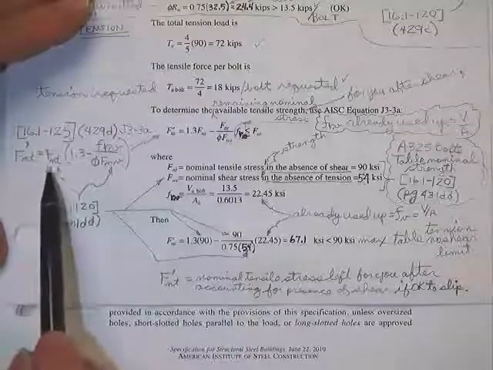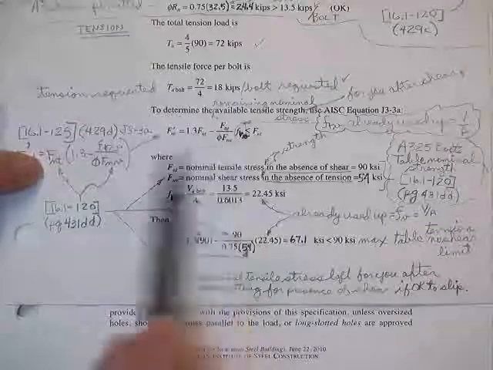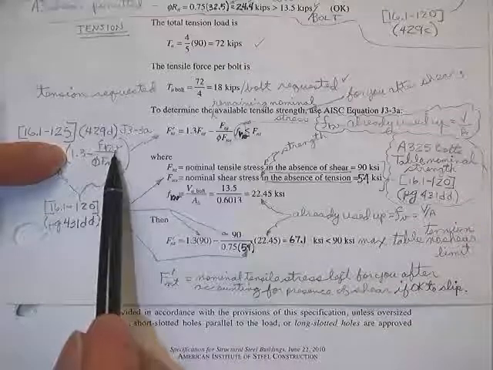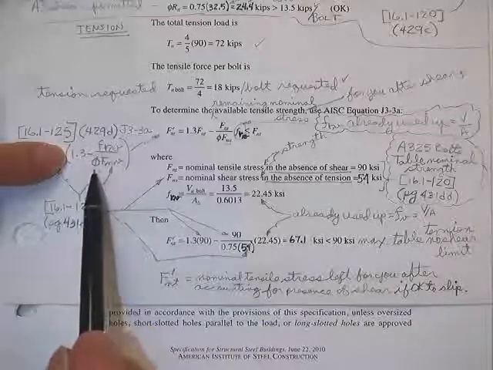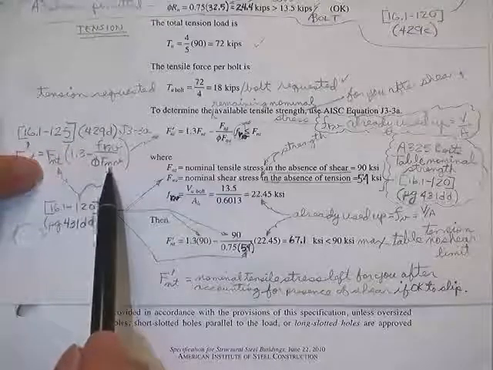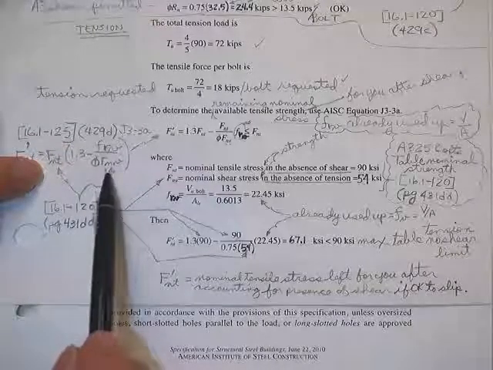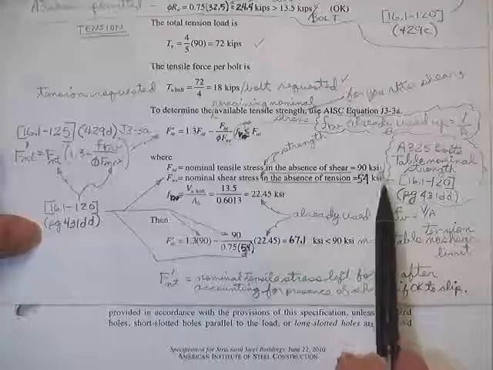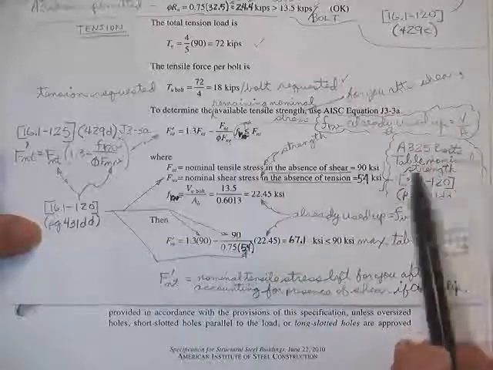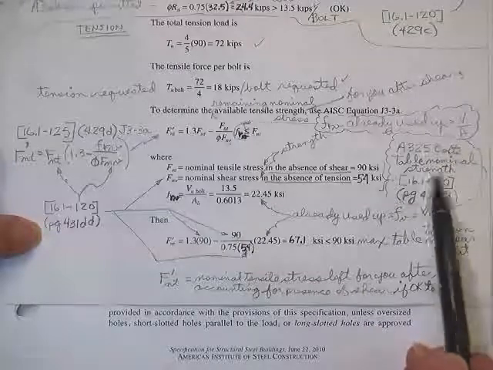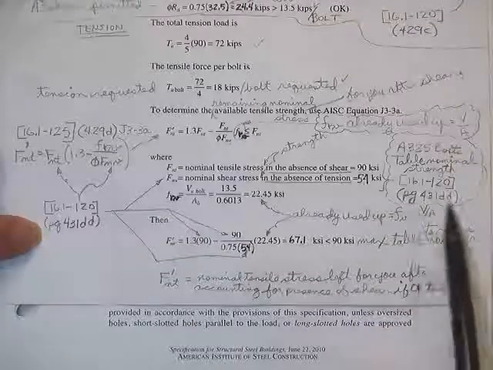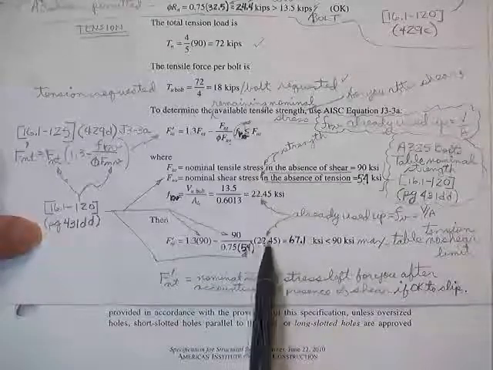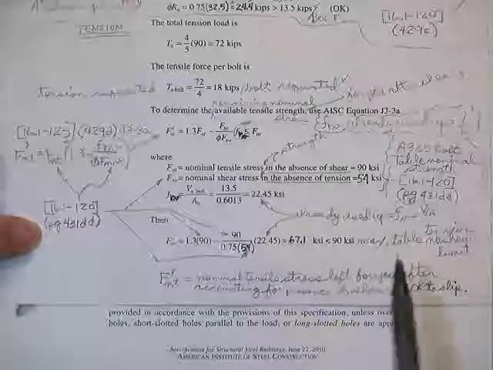F sub NT prime is equal to F sub NT taken out of both terms, 1.3 minus your requested, already removed capacity due to shear divided by phi times F sub NV, the nominal shear permitted with no tension, right out of this table on this page. What is this stuff? These are for A325 bolts. They are table nominal strengths on page 16.1-120 and also on this page coming up in a minute. This is already used up. That's what that number means.